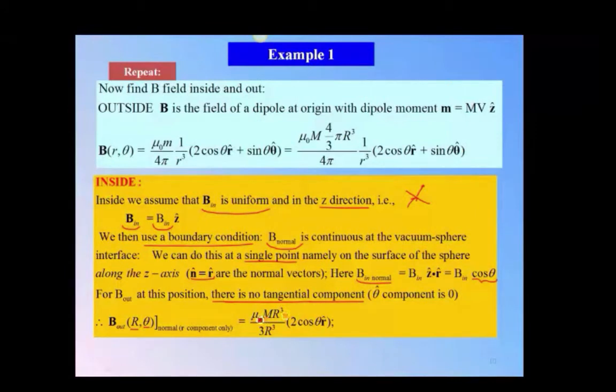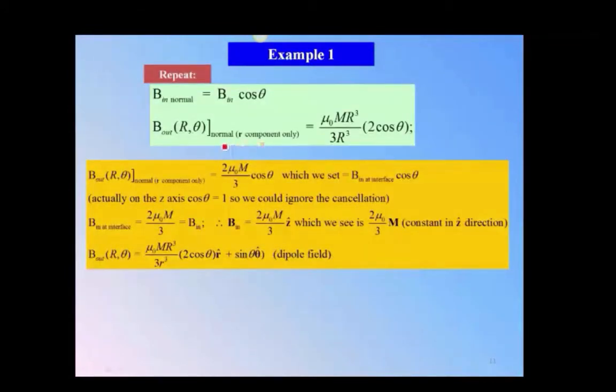Okay, so that gives us B out, and so in order to get the B in, we just set these equal to each other. So here's the idea: you take the B out and set it equal to B in. B in, of course, was this. We could have really said cosine theta equals 1, or you could just cancel the two cosine thetas. So if you now solve for B in at the interface, so you have up here 2/3 mu 0 m. That's what we have here, 2 mu 0 capital M over 3.